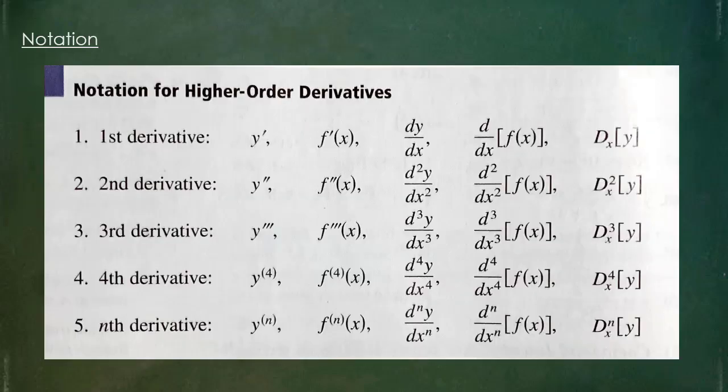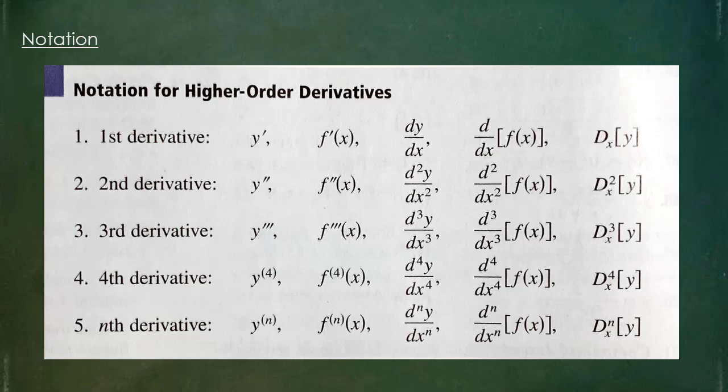So as far as notation is concerned, in your book you can see this table, but I'll just sum up everything that's in this. The first derivative we've already talked about has a single prime, like y prime or f prime, or in other notations dy over dx, or d over dx of f of x, or even D sub x of y. As we go to the second derivative, third derivative, fourth derivative and so forth, we just add extra prime symbols.